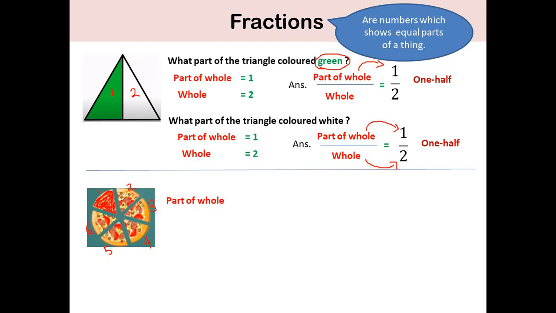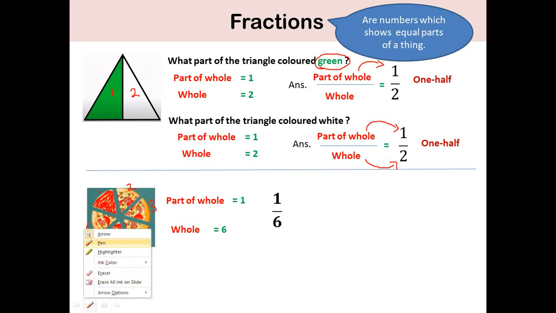I have taken only one piece of the whole pizza, and the whole pizza has been divided into 6 equal pieces, right? So part of whole equals 1 because I have taken only one piece. Whole equals 6 because the pizza has been divided into 6 equal pieces. Now what part of the pizza have I eaten? That is 1 by 6, right?